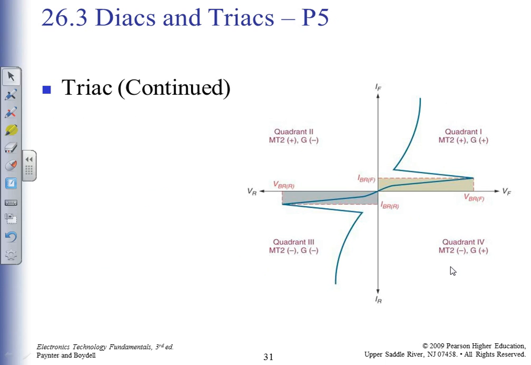I have a characteristic curve that looks like that. First quadrant, if MT2 is positive and the gate is positive, I turn on. Second quadrant, main terminal 2 positive, gate negative, I turn on. Negative and negative, third quadrant, I turn on. Negative, positive, fourth quadrant, I turn on. Do I memorize that? No, I don't memorize that. But what I do know is that it's going to turn on in all 4 quadrants, so that I could use it that way.